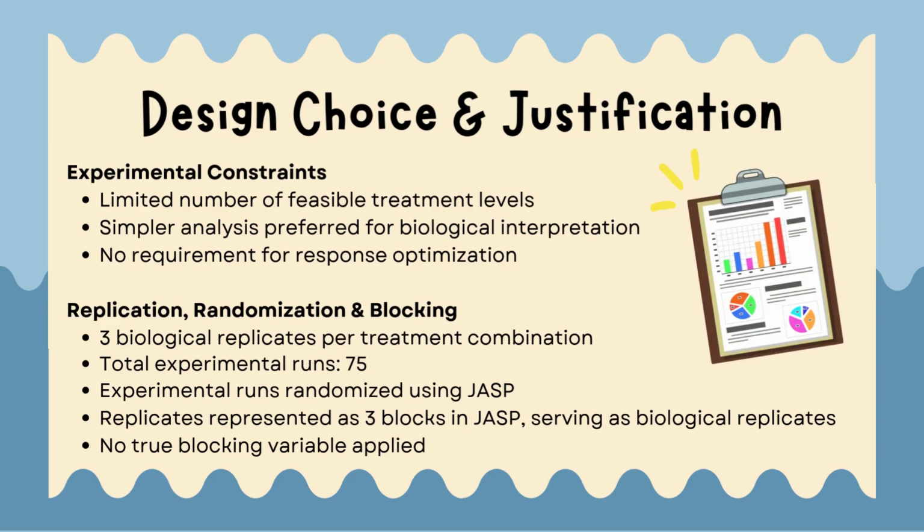Next, based on the design described earlier, several experimental constraints were considered. The number of feasible treatment levels is limited, and simpler analysis is preferred for biological interpretation. Therefore, there is no requirement for response surface methodology in this experiment. Using the factorial design above, each treatment combination was conducted with 3 biological replicates, giving a total of 75 experimental runs. All experimental runs were randomized by using JMP, and the replicates are represented as 3 blocks in JMP, serving as biological replicates, and no true blocking variable was applied.